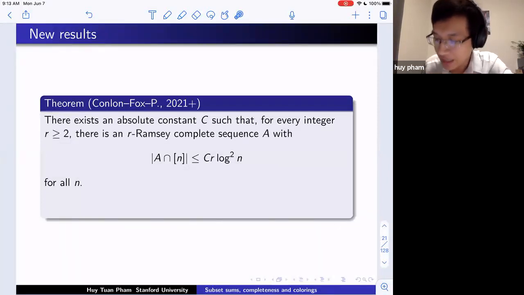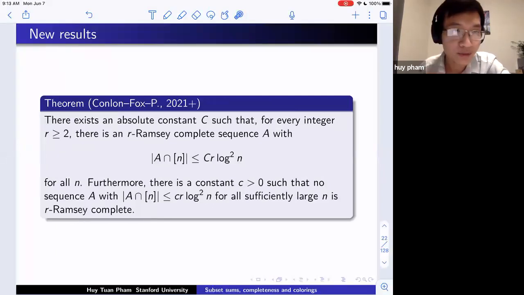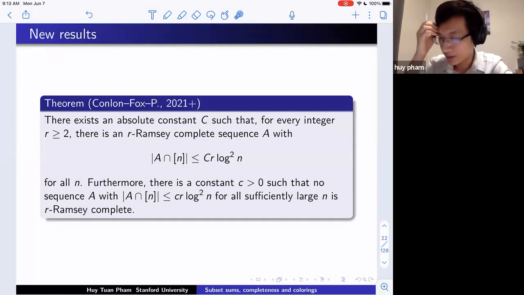So first, we show that for any number of colors R, at least 2, there is an R-Ramsey complete sequence A for which the intersection of A and the first n integers has size at most an absolute constant times R times log square of n. So for the case of R equals 2, this matches the behavior of the lower bound by Burr and Erdős. And we also show that this is actually tight up to an absolute constant, in the sense that for any sequence A such that there are only a little constant times R times log n squared many terms up to n, that sequence A cannot be R-Ramsey complete. So we characterize also the dependency on R in the bound.